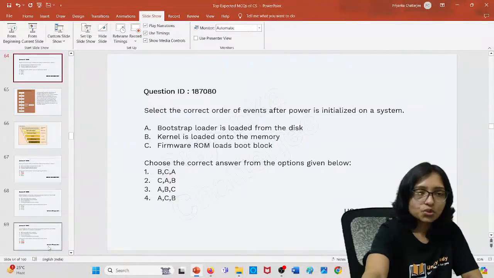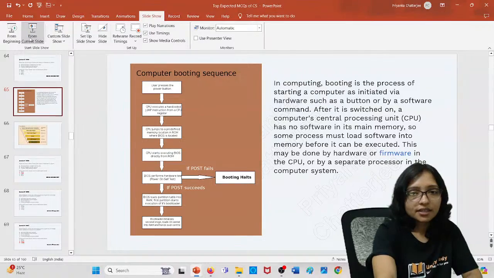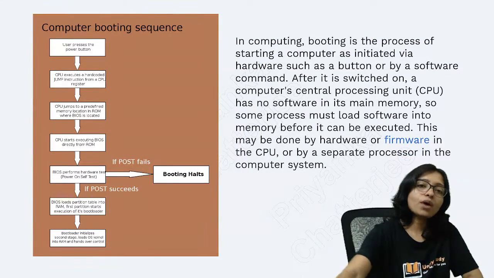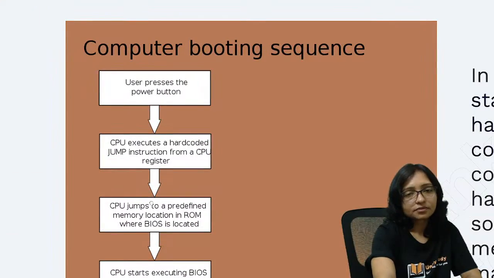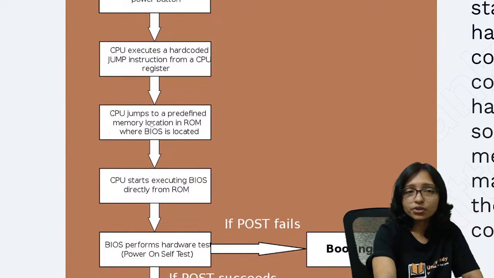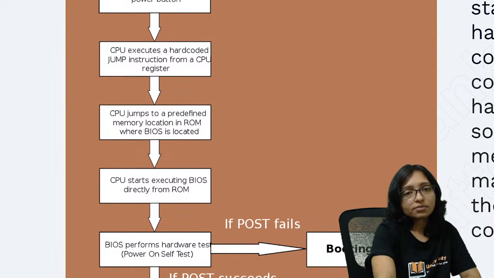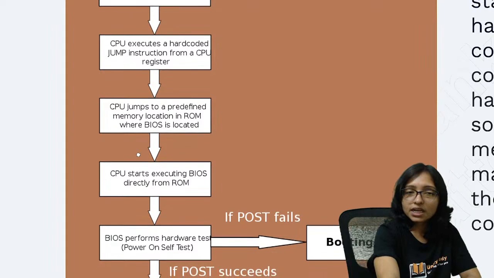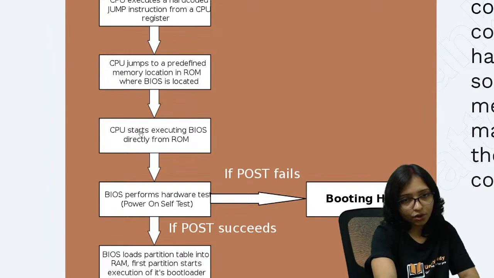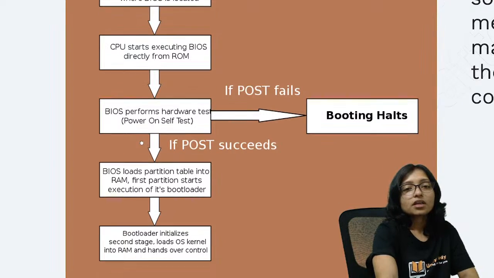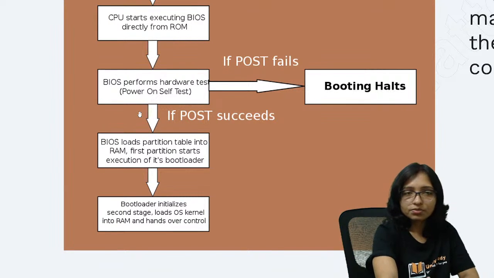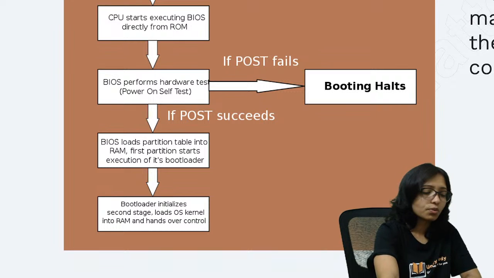Here I am showing you something so that you can understand it. This is very important. When you are booting the computer, you go to the power button and switch on the computer, then the CPU executes the hard-coded jump instruction. Then the register jumps to the predefined memory location in the ROM, which holds the BIOS, the basic input output system. Then the CPU starts execution of the BIOS directly from the ROM. Then the BIOS performs the hardware check. If the BIOS is working, it is okay; if there is any failure, then booting will halt.